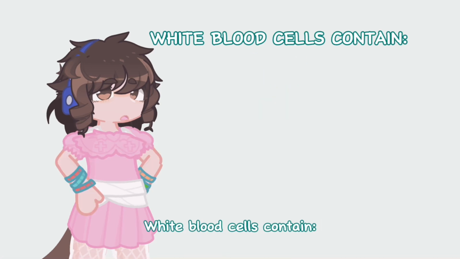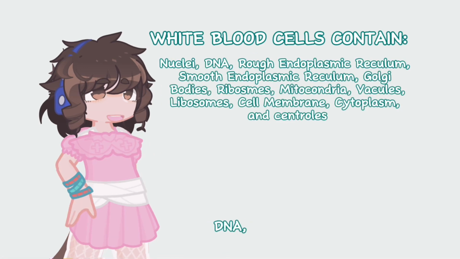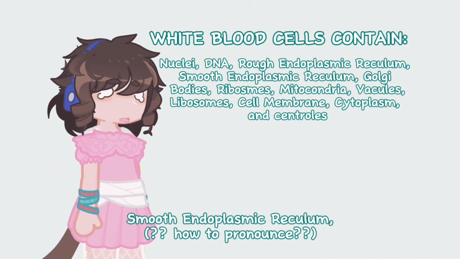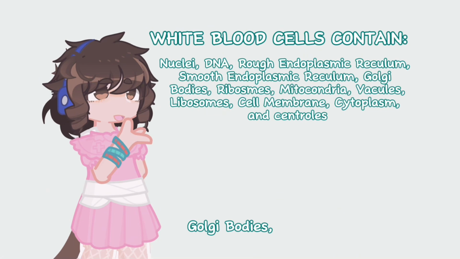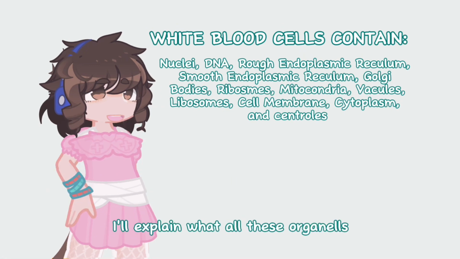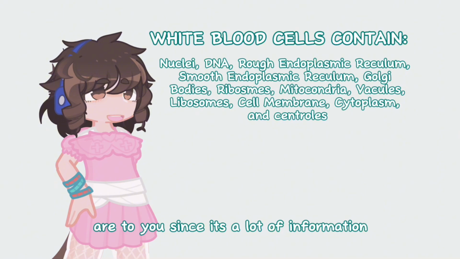White blood cells contain nuclei, DNA, rough endoplasmic reticulum, smooth endoplasmic reticulum, Golgi bodies, ribosomes, mitochondria, vacuoles, lysosomes, cell membrane, cytoplasm, and centrioles. I'll explain what all these organelles are to you since it's a lot of information.